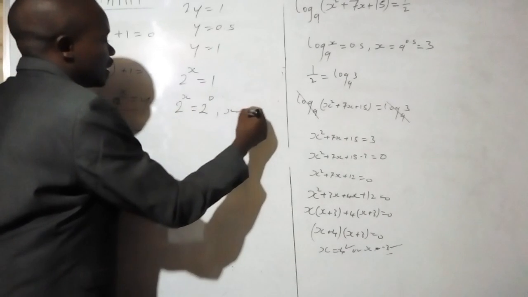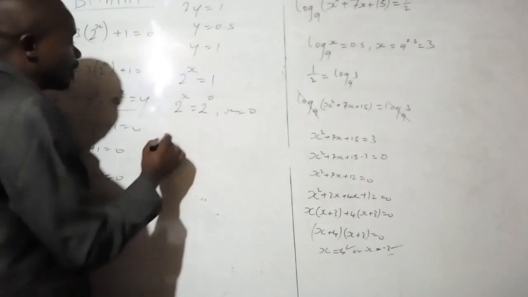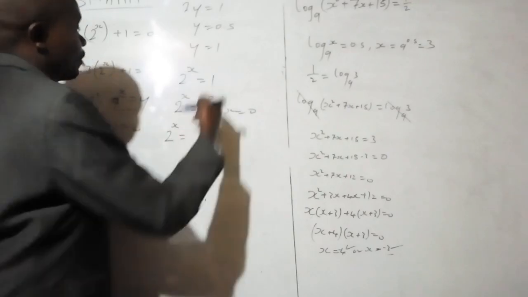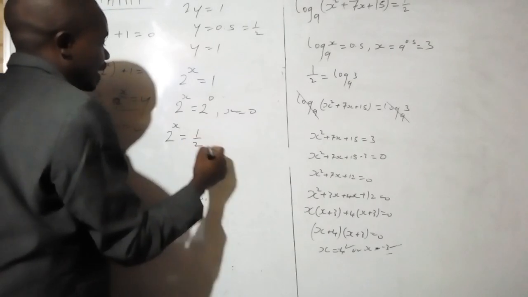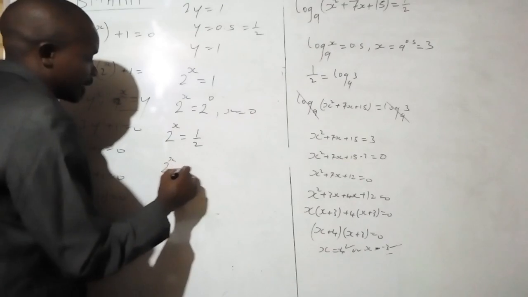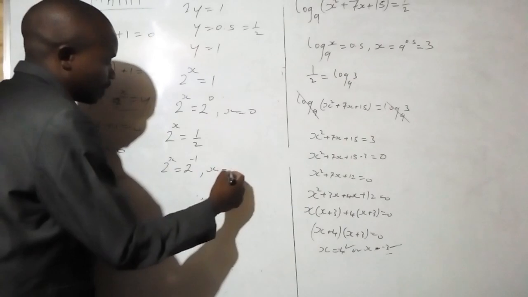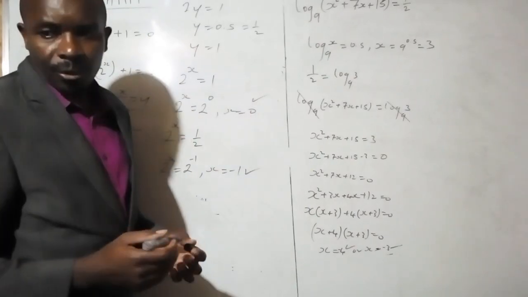Then for the other one, we are going to have 2 raised to the power x is equal to a half, which is the same as 2 raised to the power negative 1, and x will be negative 1. And that's how we are supposed to solve that question.